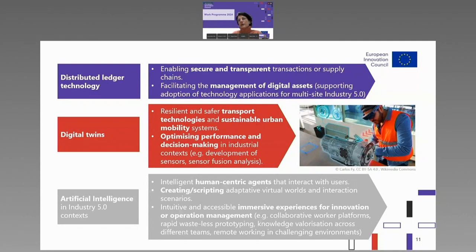And a final big strand is artificial intelligence in the Industry 5.0 context. So intelligent human-centric agents that interact with users to create and script adaptive virtual worlds interaction scenarios and to provide more intuitive and accessible immersive experiences in dynamic Industry 5.0 application contexts. This can be, for example, collaborative worker platforms, rapid wasteless prototyping in virtual worlds, so a lot of prototyping is also involved here, knowledge valorization across different teams, or even remote working in challenging environments. All those are examples, not limited to this, whatever you want to have in this topic, but of course, make sure that this goes into these human centricity, resilience, and sustainability topics of Industry 5.0.